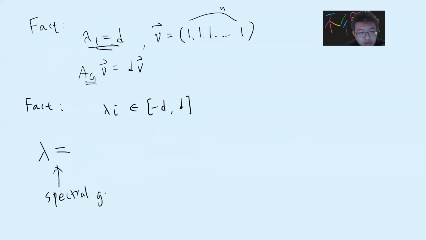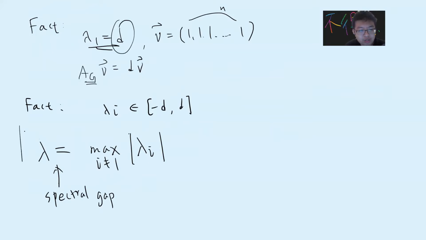So usually we define lambda to be the spectral gap. Spectral gap is defined to be the maximum of the absolute values of lambda_i, where i is not 1, because the first one is always d. So this is called the spectral gap.